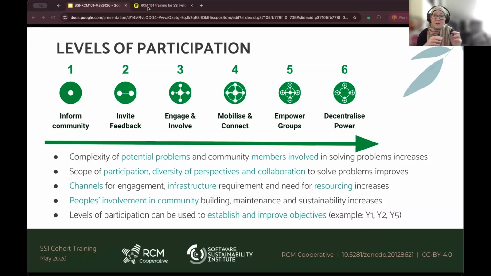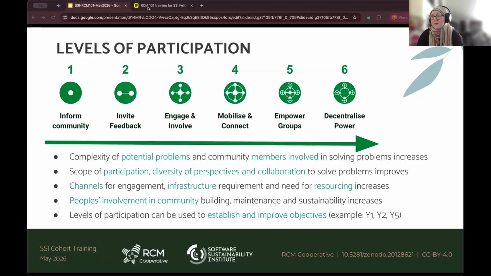So really what you're thinking about is increasing co-creation. You're trying to do more things with the community as you go from the left to the right. And that generally becomes more complex. It involves more people and becomes more complex. Also channels for engagement.